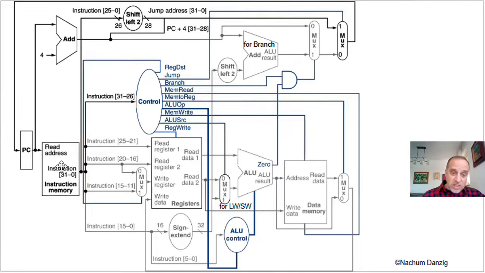But there are no similar lines on the instruction memory because we're only going to read when we're reading an instruction. We're never going to write an instruction. We're only reading what the programmer wrote. We're not writing the program. We're reading the program.